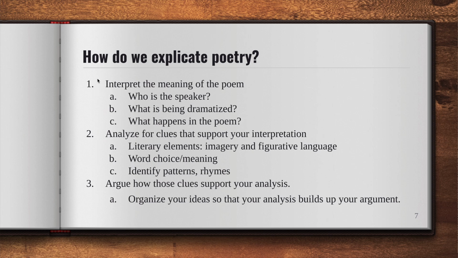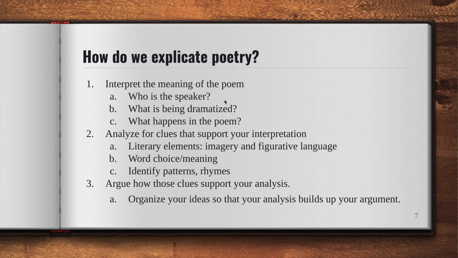So you'll interpret the meaning of the poem. Think about who the speaker is. Remember earlier we talked about how it could be the speaker in the present or the speaker in the past, or it could be someone else altogether. What is being dramatized and what happens in the poem? Once you answer these basic questions, you'll start to decode what the poem is trying to tell you. Next, you'll analyze for clues that support your interpretation.